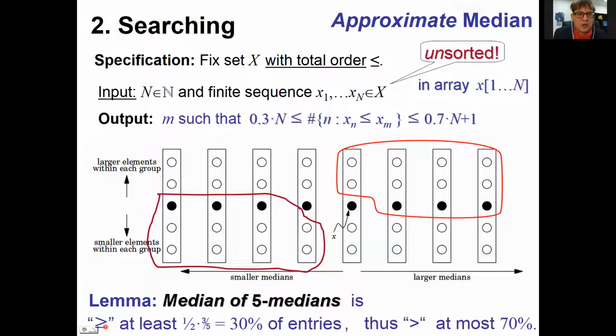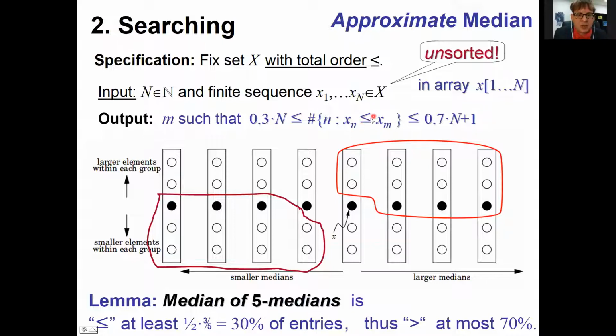No, it's the opposite. These elements are less or equal, and these elements are greater or equal. So the baseline is that at least 30% of the elements are also greater or equal. And this is exactly the specification here that we want to satisfy.